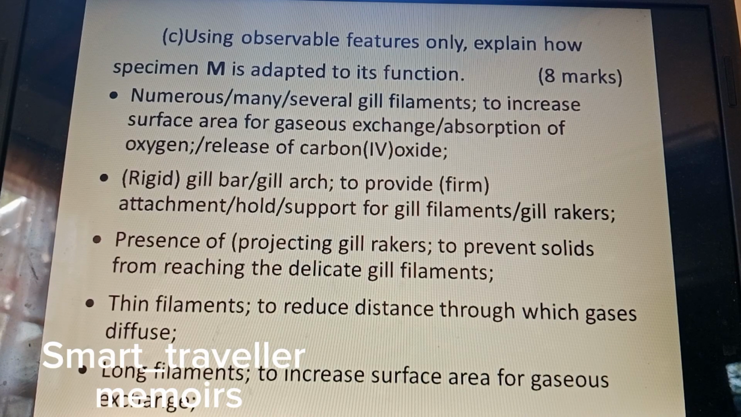Then we have rigid gill bar or rigid gill arc to provide firm attachment, or to provide attachment. Where you see the bracket, it's not necessary to say those ones. You can say gill bar to provide attachment, to hold, to support gill filaments or gill rakers.